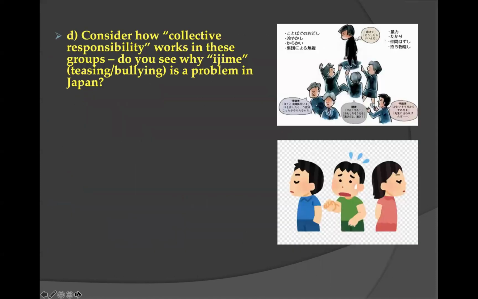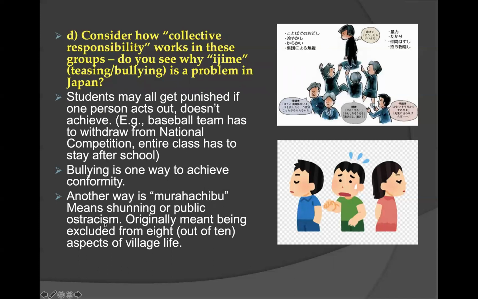So considering how collective responsibility works in these groups, one of the questions I had was, do you see why ijime, which means teasing or bullying, might be a problem in Japan? So basically what happens in this situation is that students may all get punished if one person acts out, whether it's a Han or the class in general. For example, I think Sugimoto gave this one. A baseball team has to withdraw from national competition because of something that one of their players did. Or for example, if someone in the class acts out, the entire class may have to stay after school.